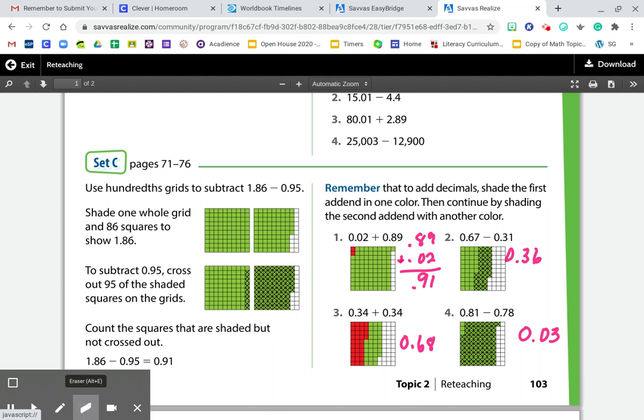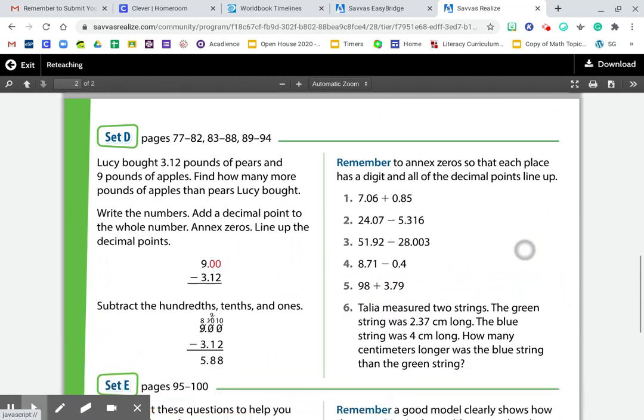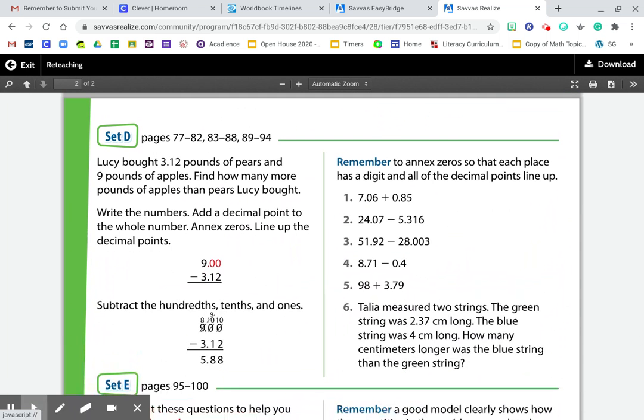Always remember, you can check your work on a calculator. Make sure your answer looks reasonable. Use some of those mental math strategies. And let's see if I can move this down. Yep, there we go. So down to set D.